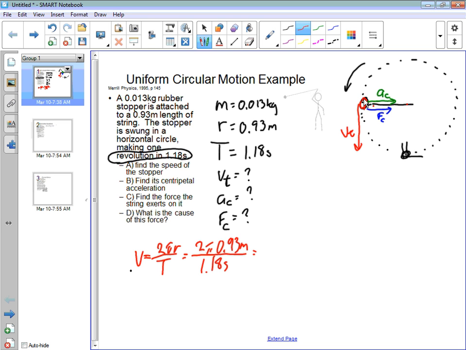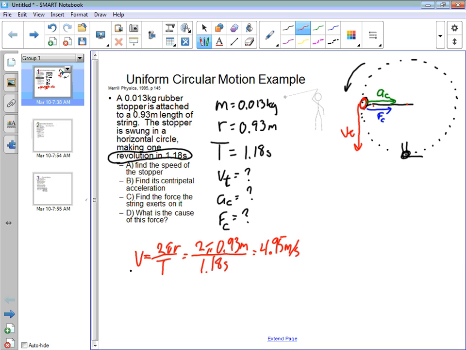4.95. Is that what people got? Okay, 4.95, and that's meters per second. Why isn't it just distance over time? Well, it is distance over time, but think about what distance it travels in. This is going to confuse a number of people if we're not being careful, and that's why I always draw out the thing.